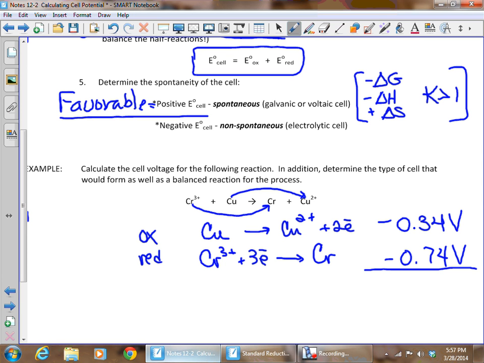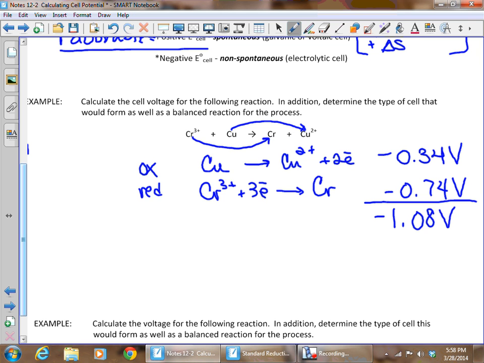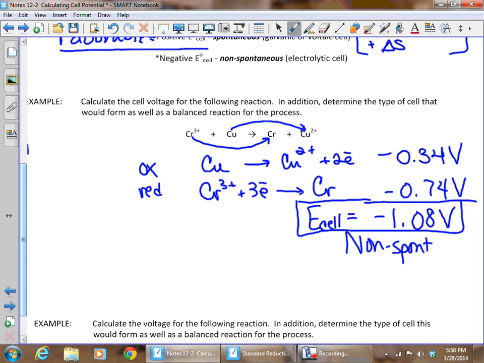So when we add these up now, both the oxidation reduction voltages, we end up with negative 1.08 volts. What does that mean? That means this is non-spontaneous, since it is a negative E cell. It is non-spontaneous, and therefore it is an electrolytic cell.